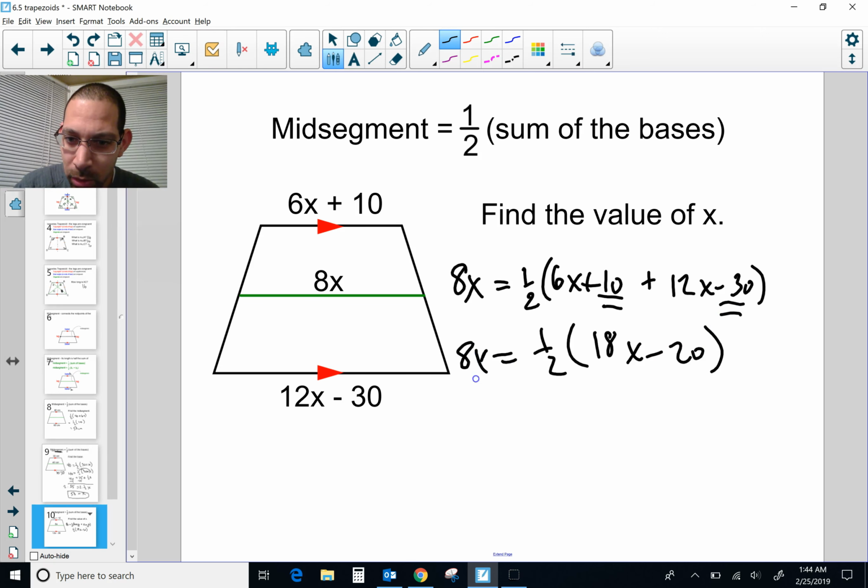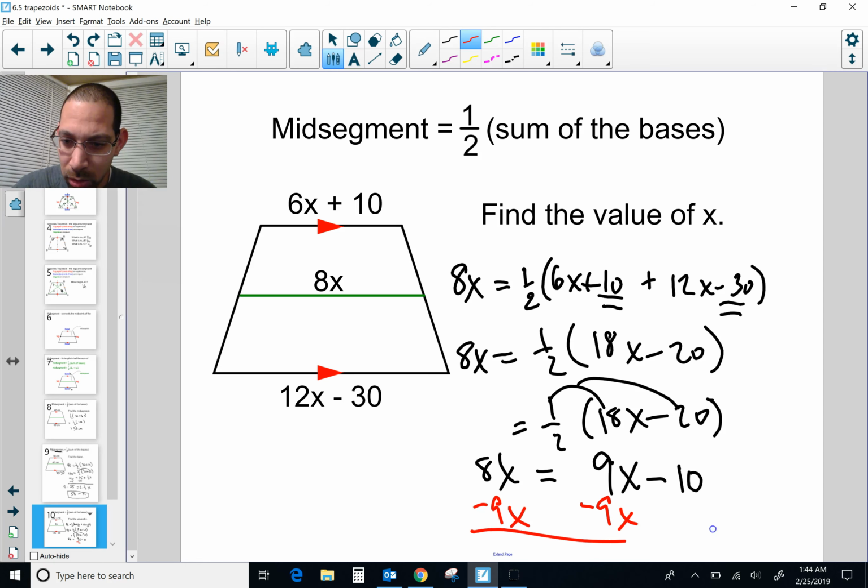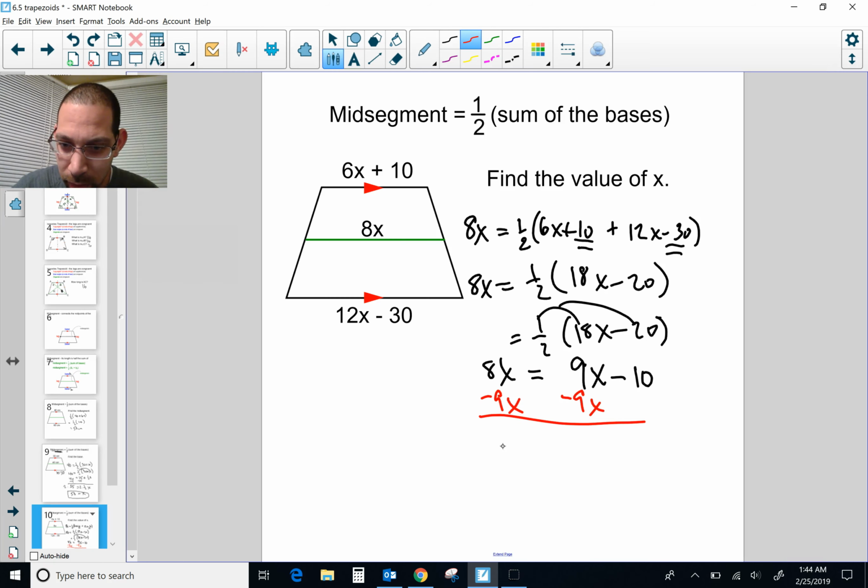So 8x is equal to all that. Half of 18x, when you distribute, is going to be 9x's. And you're going to distribute half of 20, which makes it 10. Now you got 8x is equal to 9x minus 10. You're going to subtract that 9x from both sides. Just a little basic algebra here. It's a little bit more complicated because you got a negative x, which throws some people off. And don't forget this is a minus 10, or a negative 10.